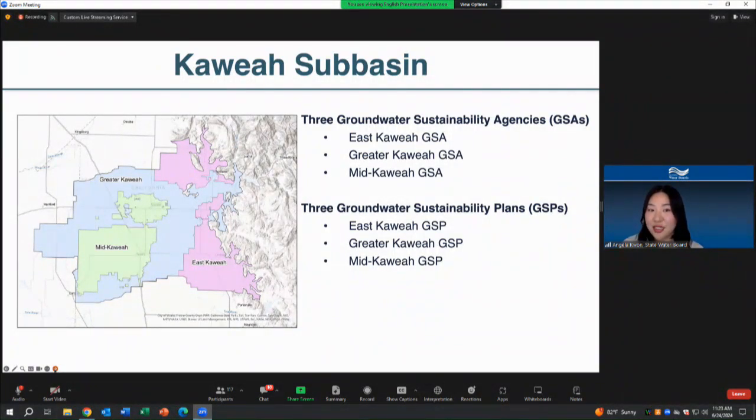The Kaweah Groundwater Sustainability Agencies provided amended plans to the State Water Board on the 13th of this month. We will talk briefly about these 2024 amended plans later in this presentation, and the GSAs will discuss their amended plans after our presentation.